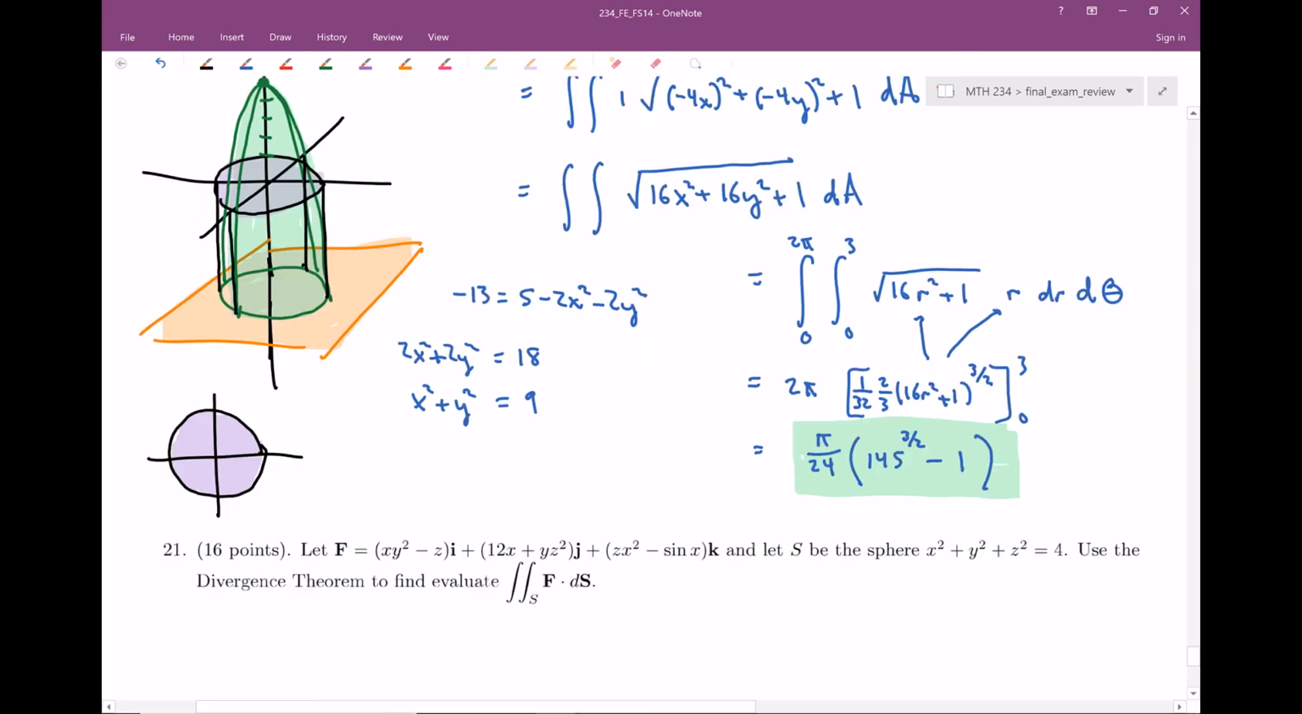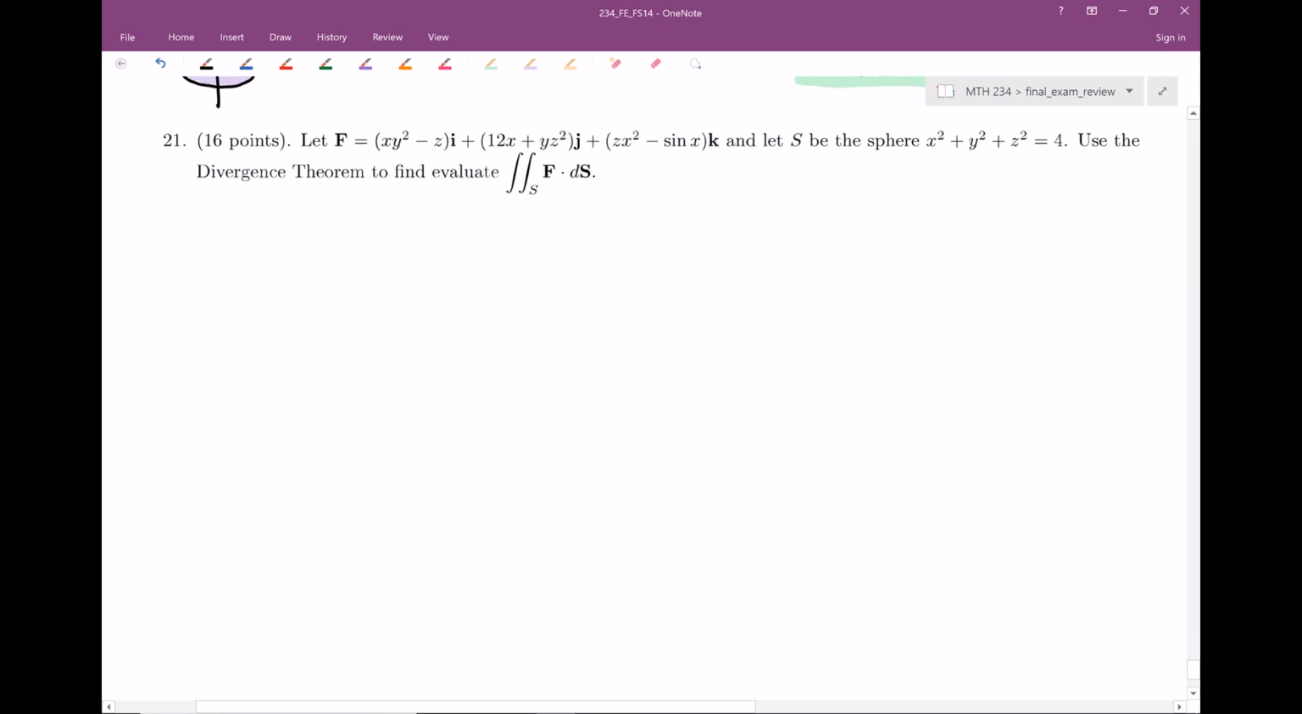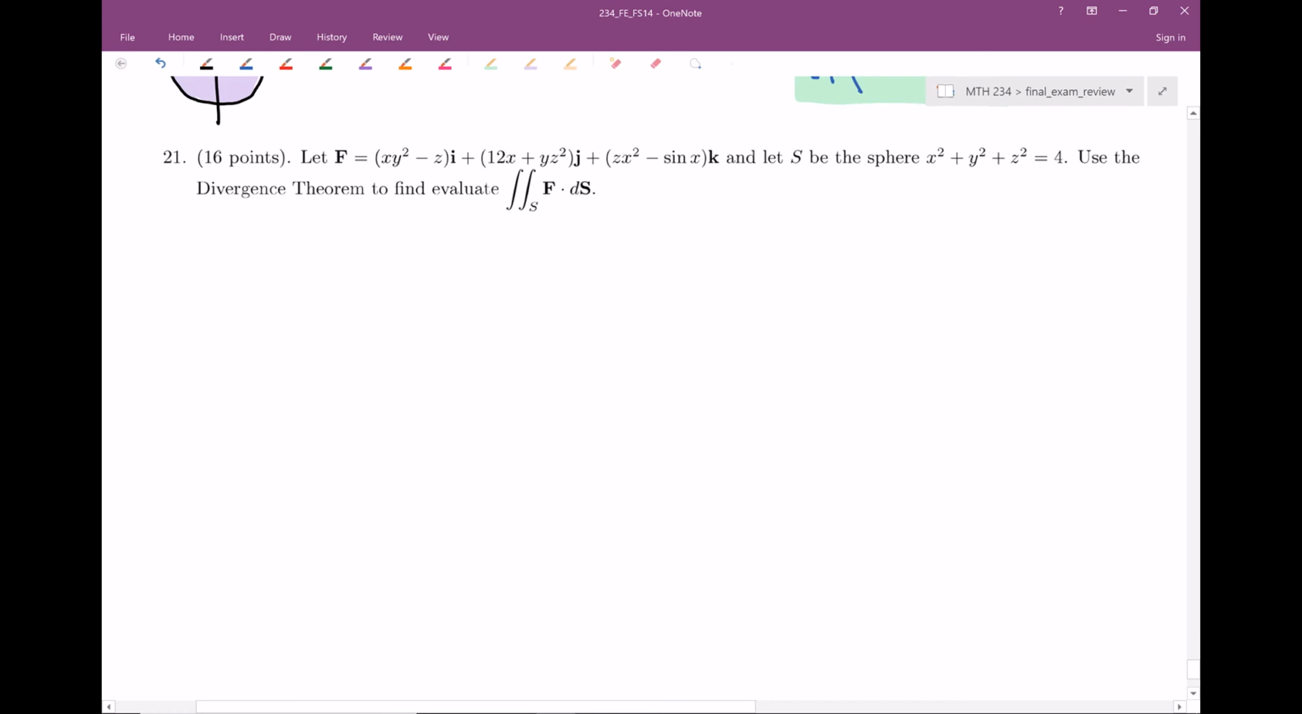All right. One last question to go. Here's a given vector field. Let S be the sphere. Use the divergence theorem to evaluate the flux. Actually, this is probably telling us too much.